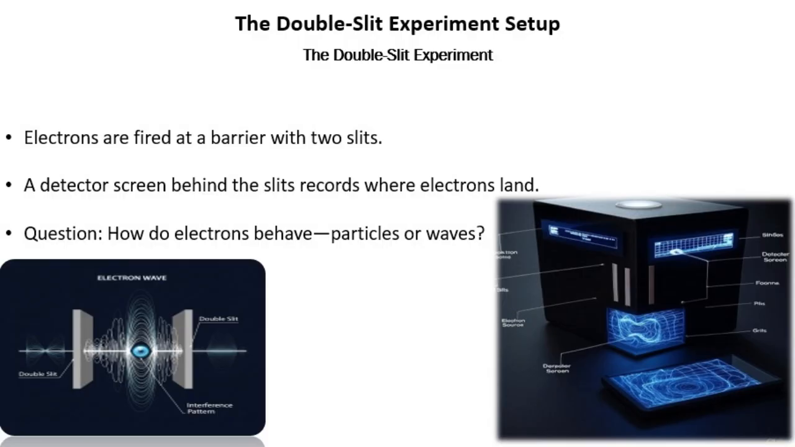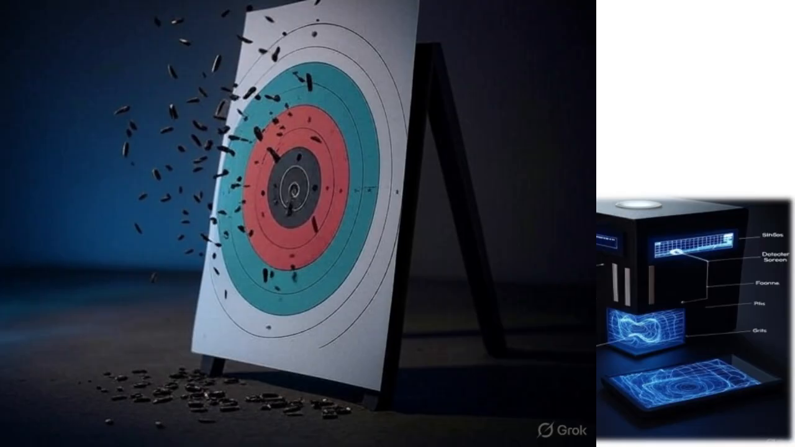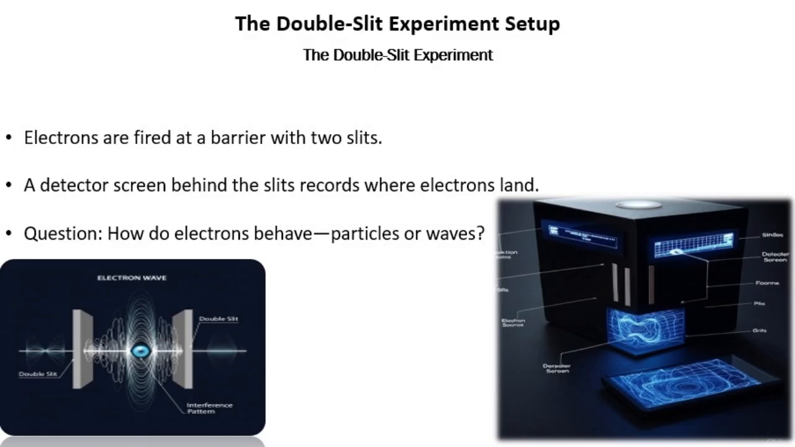Do electrons act like bullets or waves? Feynman set up this classic double-slit experiment to find out. What happens when we fire these particles? Classically, we'd expect them to behave like tiny bullets, passing through one slit or the other, creating two distinct bands on the screen behind. But quantum mechanics has a notion for us.